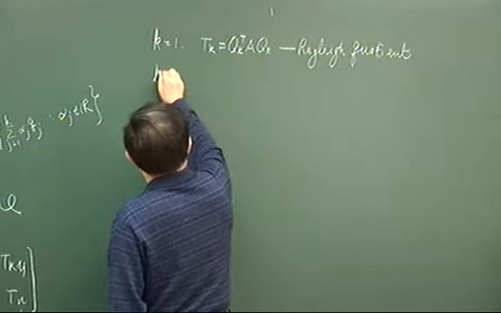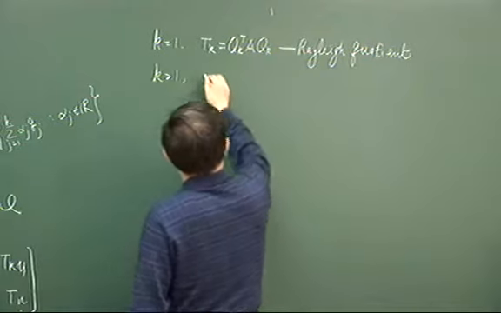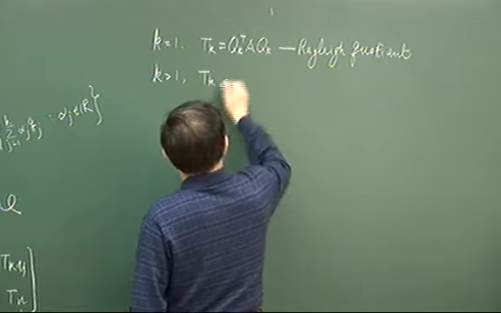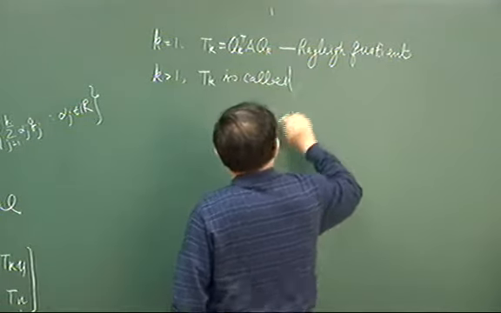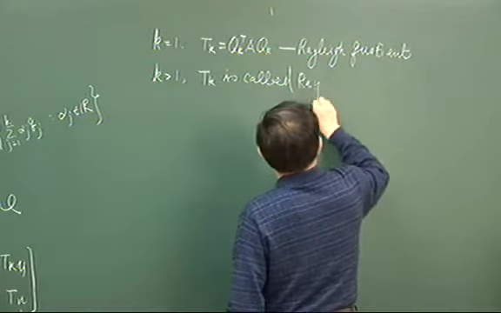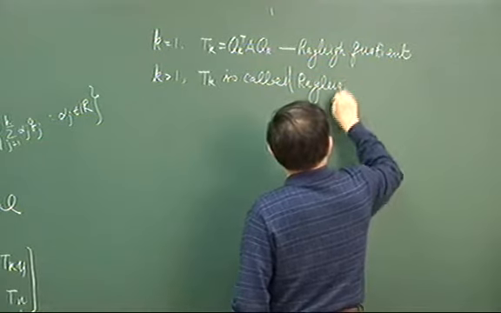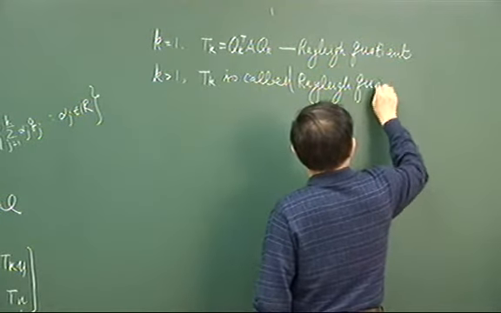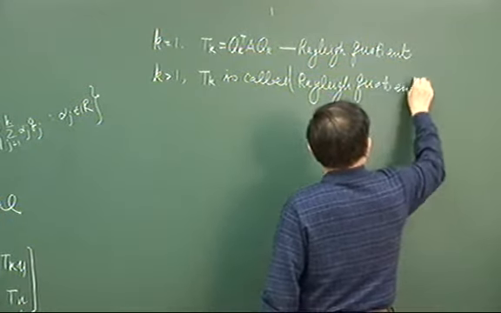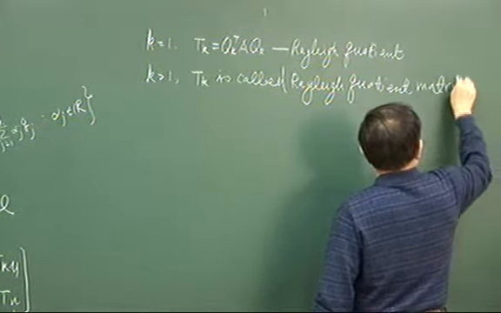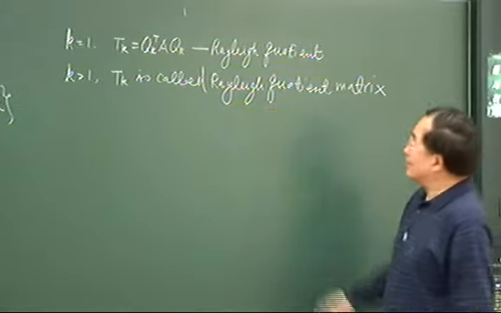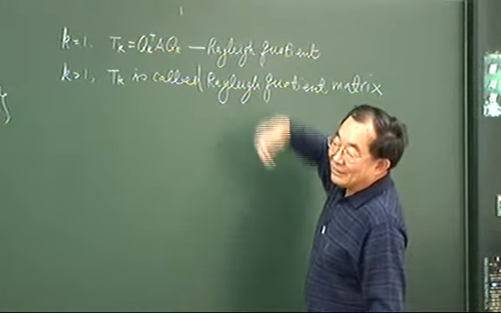For K greater than 1, TK is called the Rayleigh quotient matrix. This is the generalization of this one.